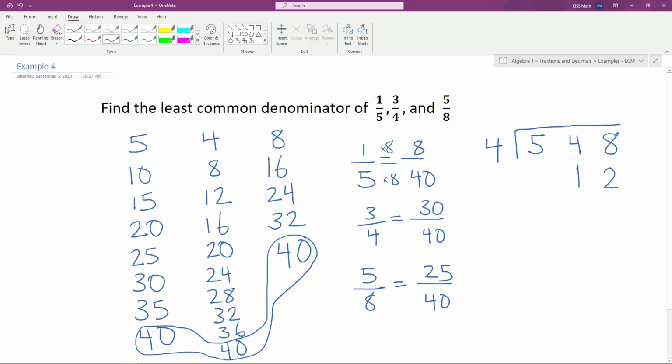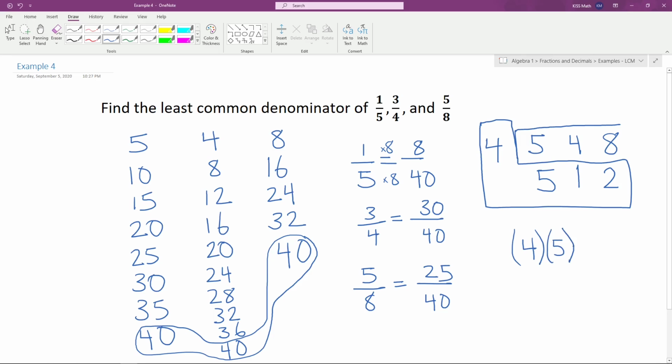But 4 will not go into 5 any time, so I just bring that down here, and then I try again. At this point, there's not a number that would go into all 3 numbers or even 2 of these numbers. So at this point, I'm done. I draw my L, and I will multiply all of the outer numbers. So I'll get 4 times 5, which is 20, times 1 is 20, times 2 equals 40, which is the answer we got using the brute force method of listing out all the factors.